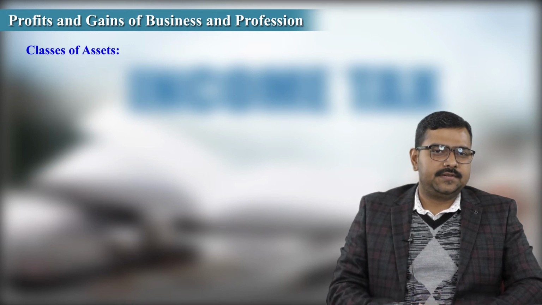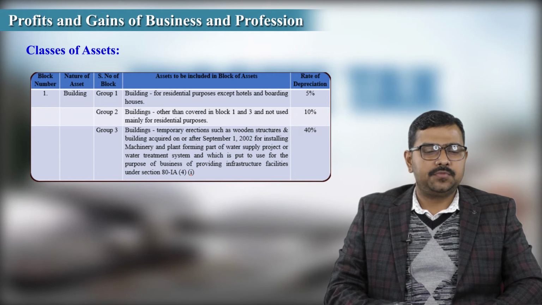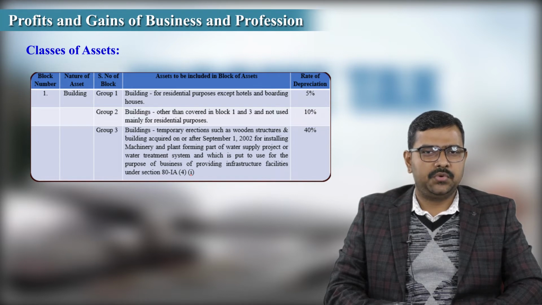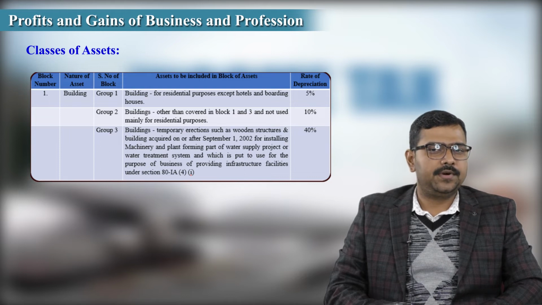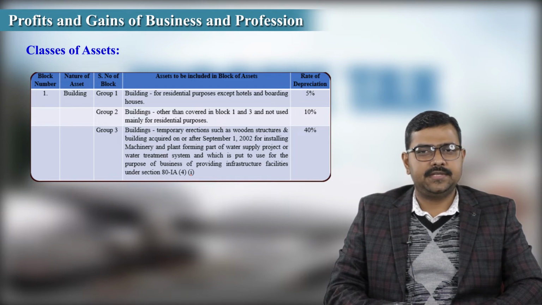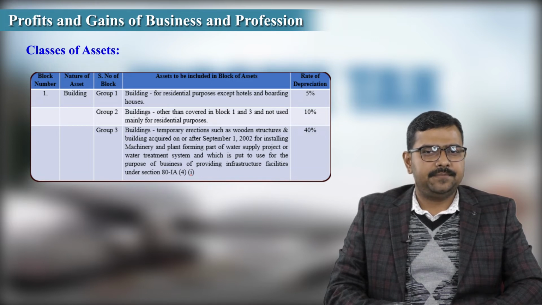So, classes of asset. First is building. There are 3 groups in building. Group 1: buildings for residential purposes except hotels and boarding houses, the rate of depreciation shall be 5%. Group 2 under building: buildings other than those covered in block 1 and 3 and not used mainly for residential purposes, then the rate of depreciation shall be 10%. Group 3: buildings, temporary erections such as wooden structures shall be charged at the rate of 40%.